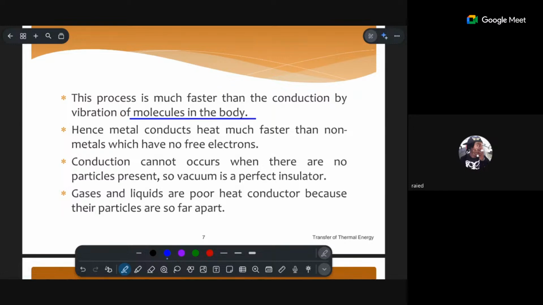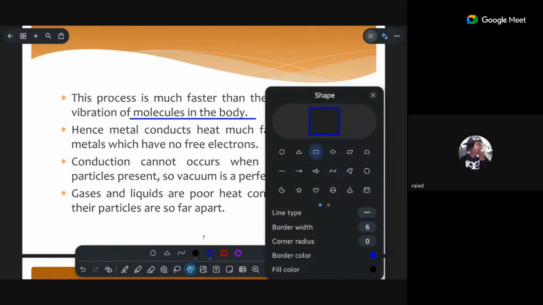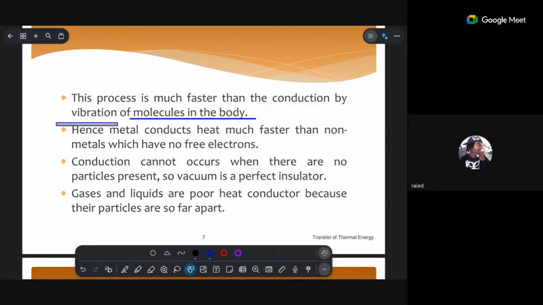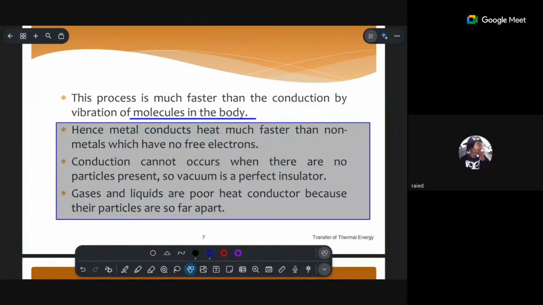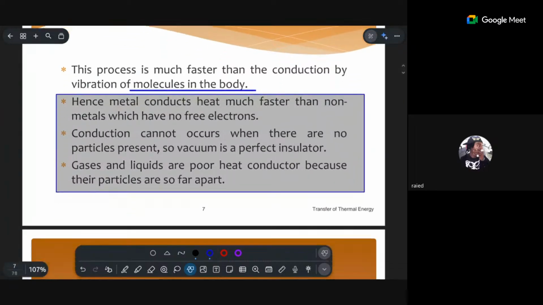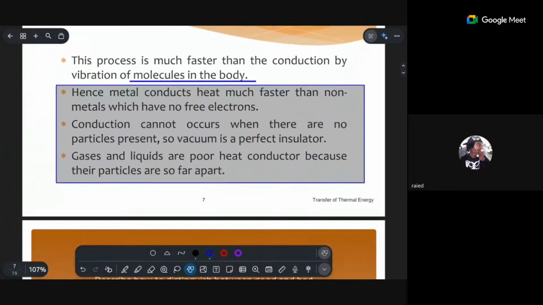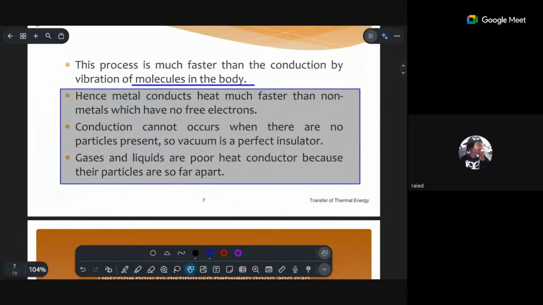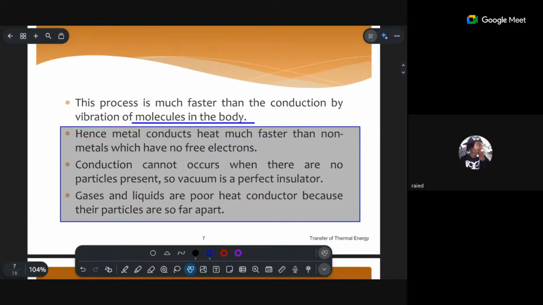So hence the metals, this is the point I have mentioned for you. This is the reason: due to this, the metals are good conductors compared to the non-metals. Remember this point. And one more thing, conduction cannot take place in a vacuum. Conduction is very poor in liquids and gases. That is why the best conductors are the metals.